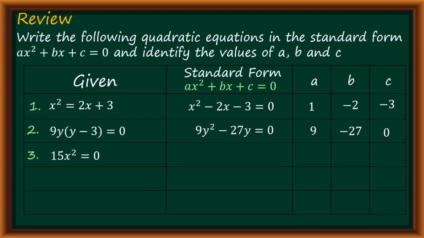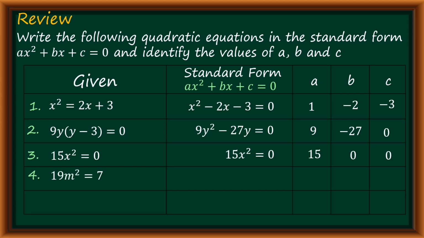Next, number 3, we have 15x squared is equal to 0. In this equation, it is already written in the standard form, so therefore let us write it in the second column. That is 15x squared is equal to 0. So our a is equal to 15, b is equal to 0, and c is equal to 0.